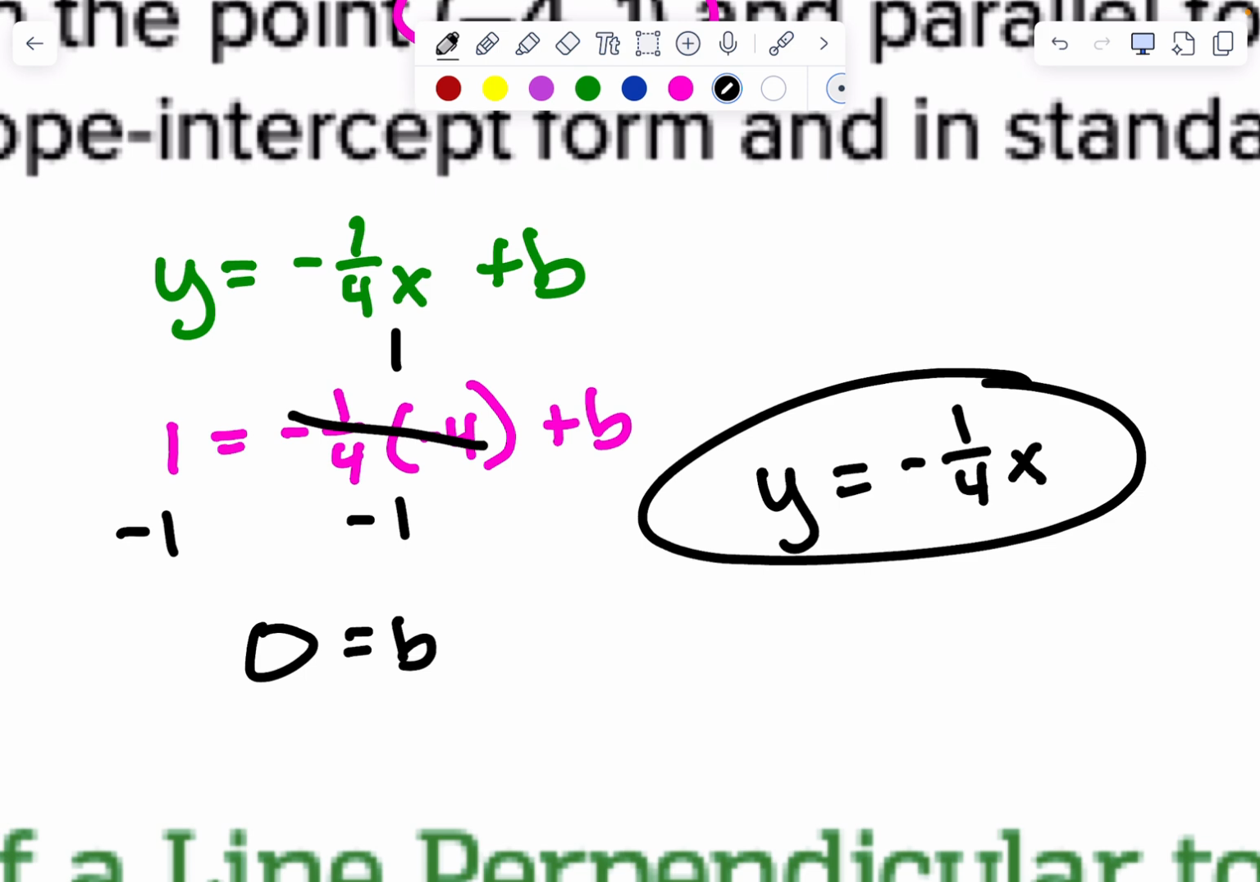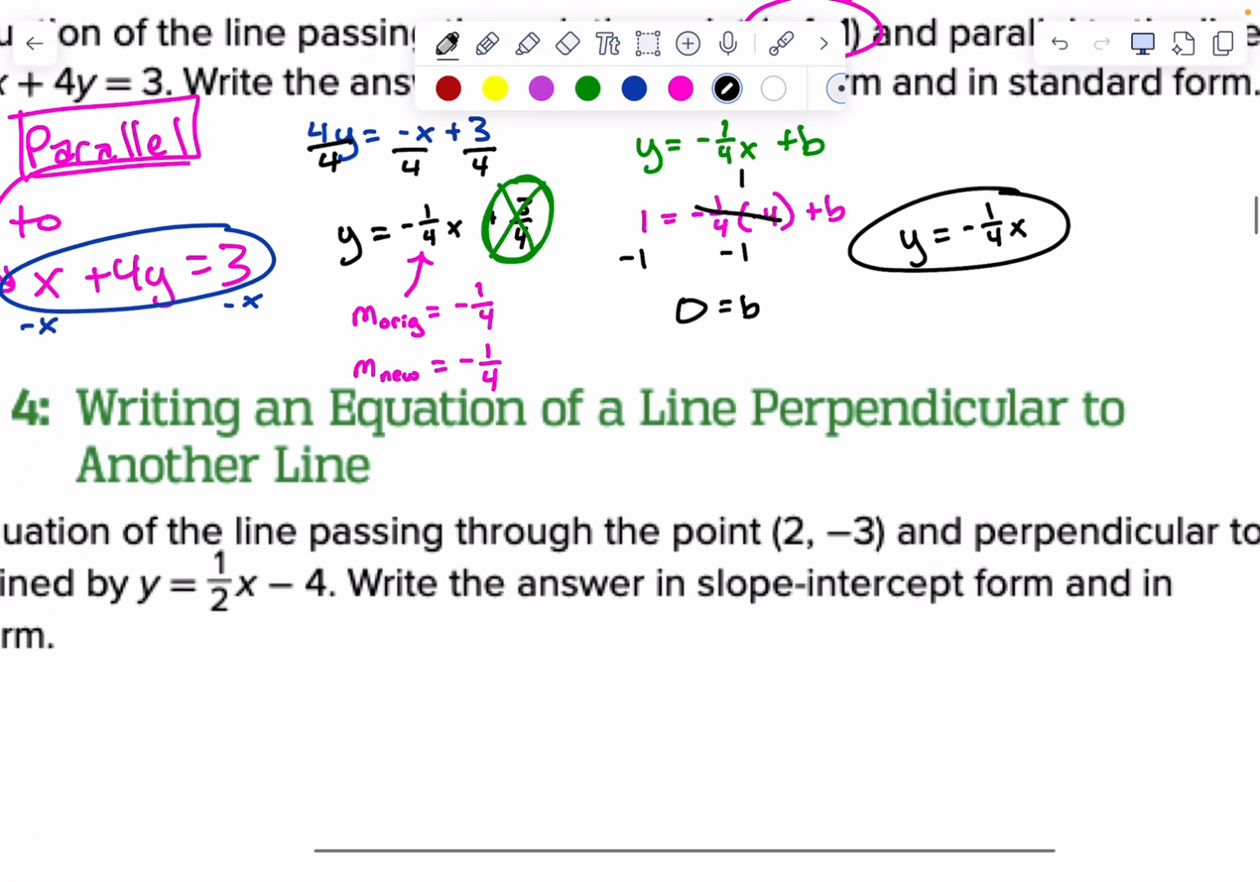Was that okay? Yep. You two girls back there, have you done this before? I mean, maybe. I think you should have done it in Algebra 2, but it's been a hot minute, right? Okay. Does that make sense, though? Was that too fast? Okay, now we want perpendicular.